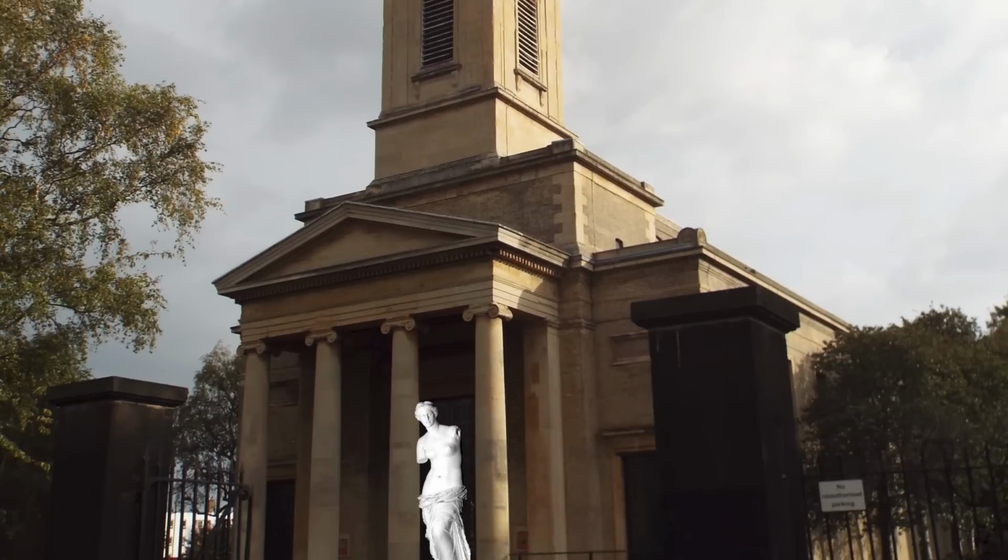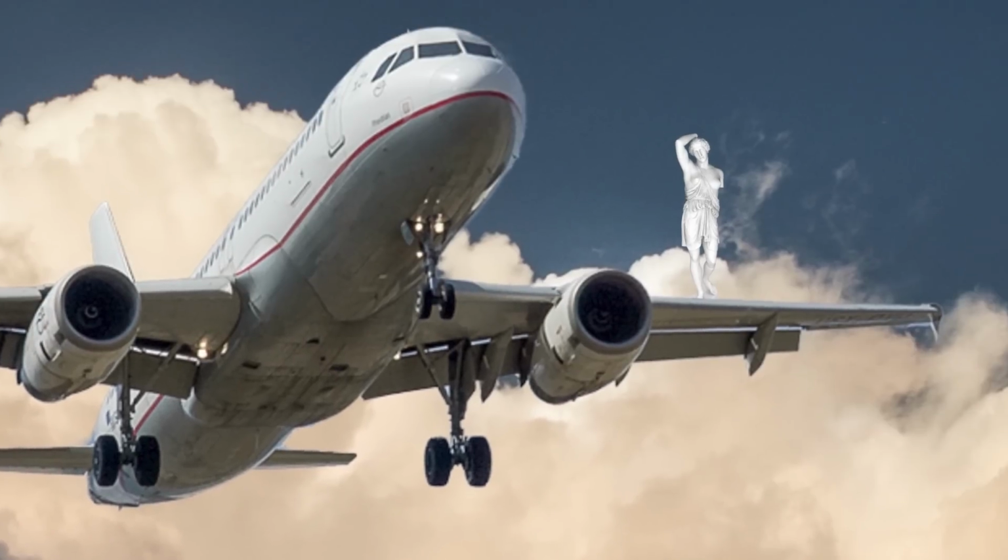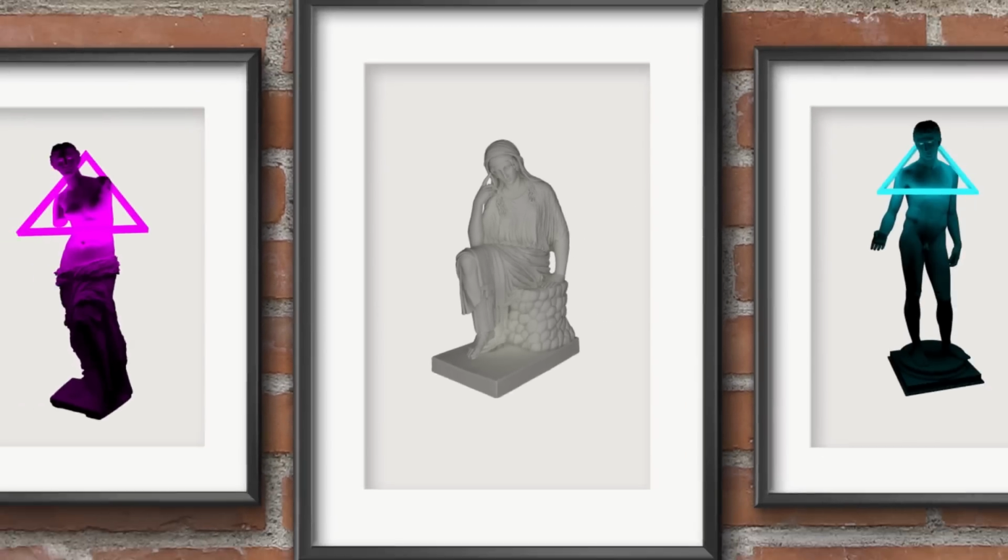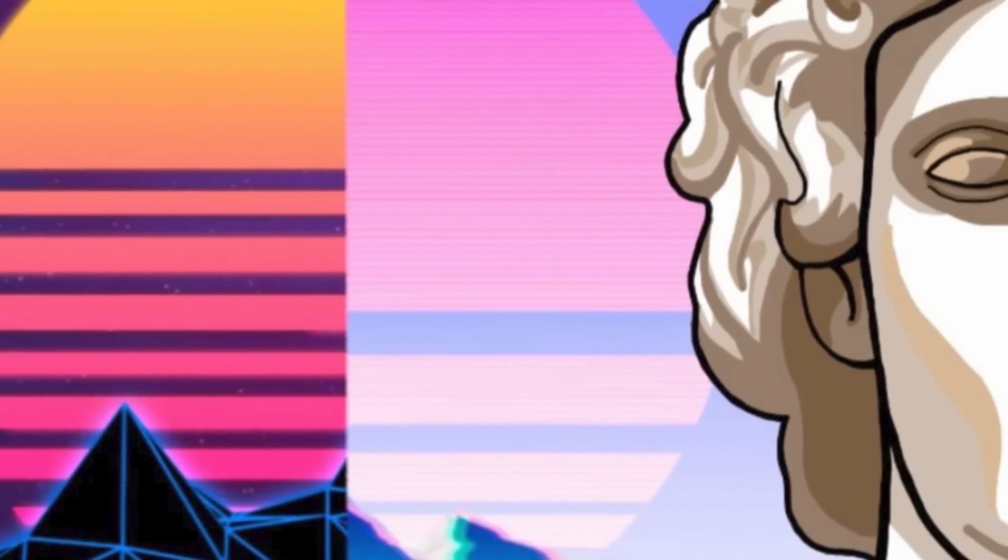Statues. You see them in your games. You find them in St. James. You see them on your planes. And even in these frames. That is so dumb. But when it comes to Outrun and Vaporwave, statues can only be found in one place. And that is, of course, Vaporwave.